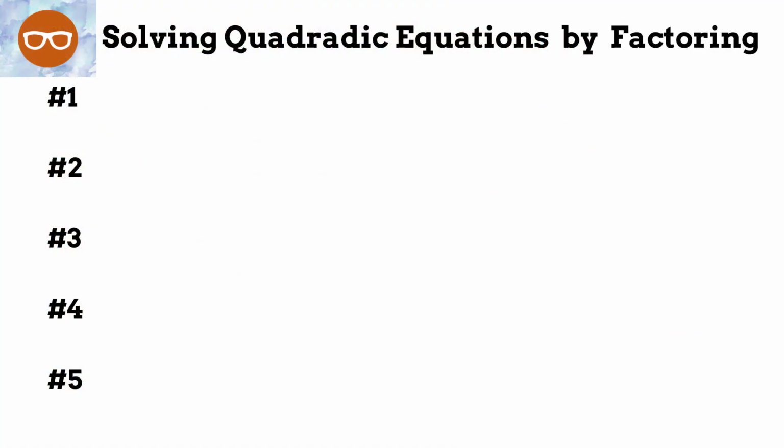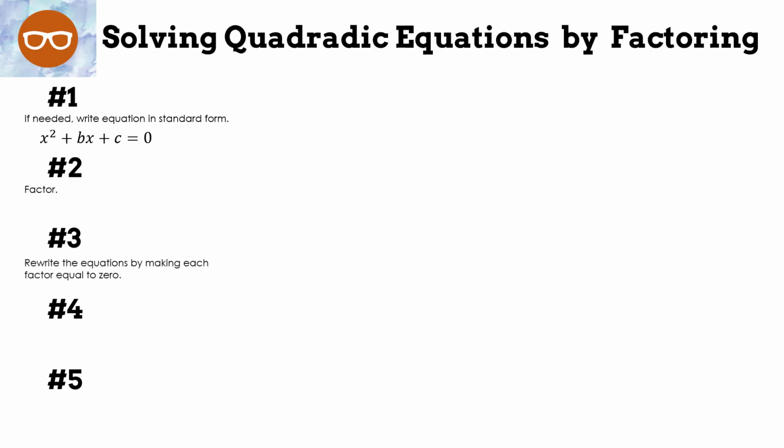The first thing you need to do to solve quadratic equations by factoring is it needs to be written in standard form. Now the standard form for this one is x squared plus bx plus c equals 0. Standard form really has an a in front of it, but since we're using the easy method, our leading coefficient will always be 1. Then we're going to factor it, rewrite the equation making each factor equal to 0, solve, and finally, we really want to check it to make sure we're right.